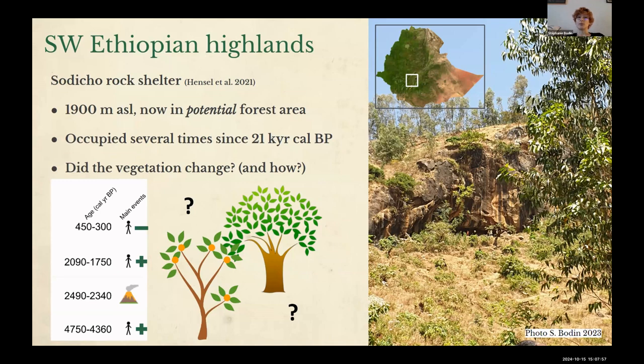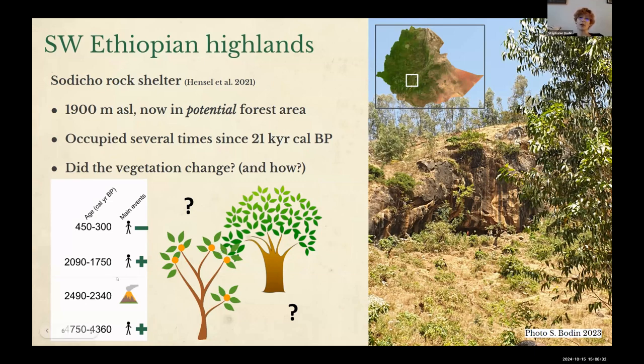So this rock shelter was occupied several times, at least since 21,000 years. And one of the questions we had was, did the vegetation change during this successive human occupation, and how? So here I will focus on 4 periods. There are 2 periods where the human occupation was more important according to the archaeological record, here and here, because there were a lot of lithics found by the archaeologists.